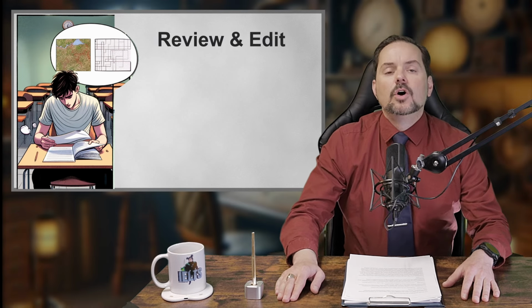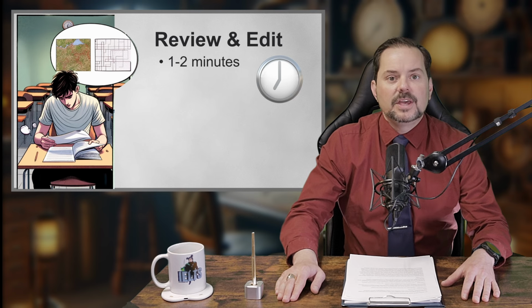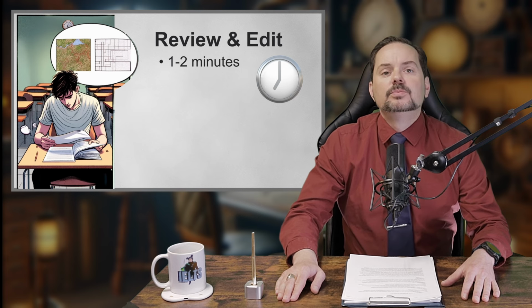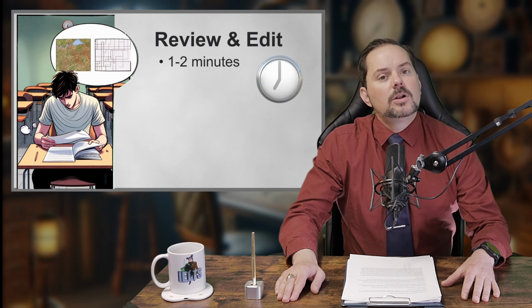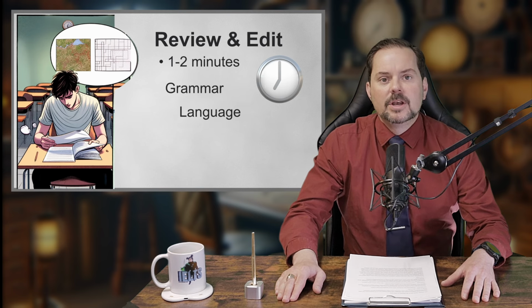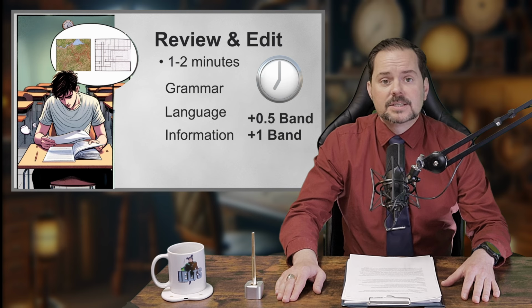Ideally, students, you always keep 1 to 2 minutes at the end of your Task 1 within the 20-minute time frame to review and make small corrections to your essay. Those small corrections to grammar, to language, and information can help to boost your writing section score by easily a half a band or more.